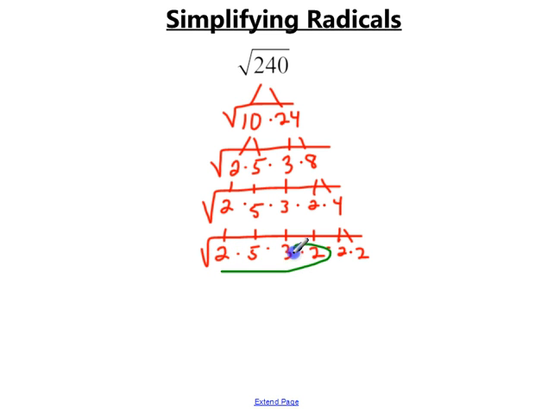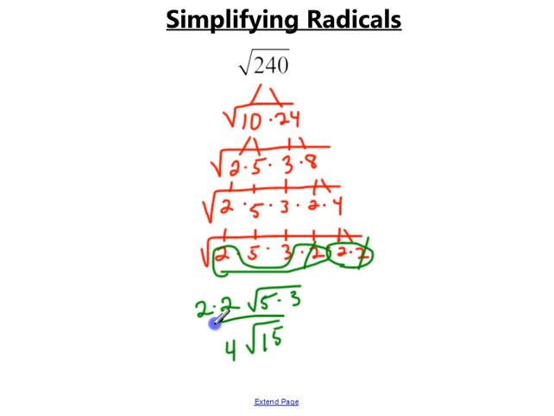So we have this pair of 2's. One of them is going to make it out of the radical and the other one doesn't. We have another pair of 2's. One of them will make it out of the radical and the other one doesn't. And then the 5 and 3, they don't have a pair, so those are actually going to be stuck inside the radical. Now for our final step, we just need to multiply numbers that are outside and multiply numbers that are inside. And this is going to be our final answer.